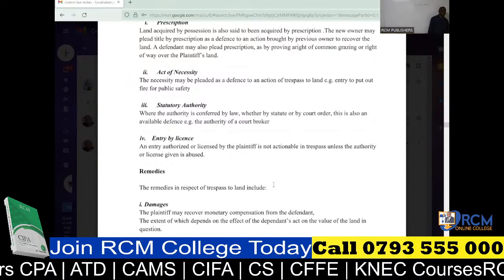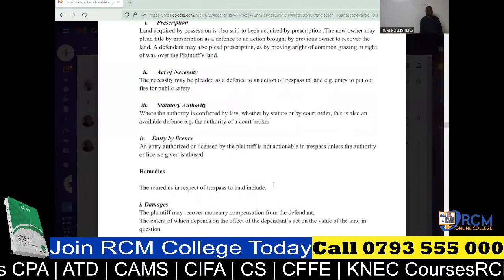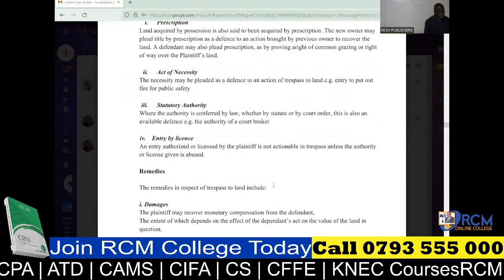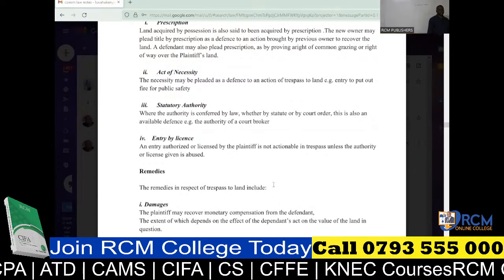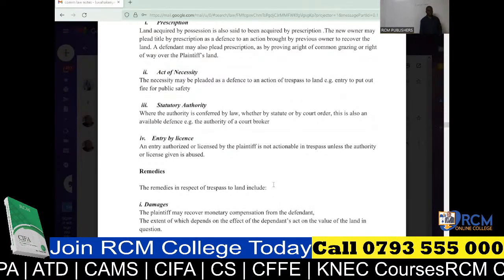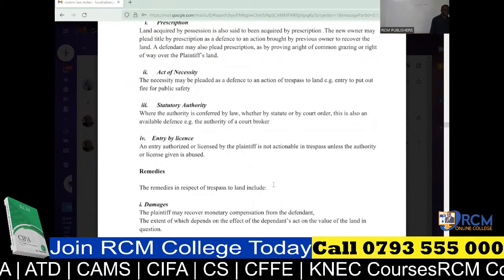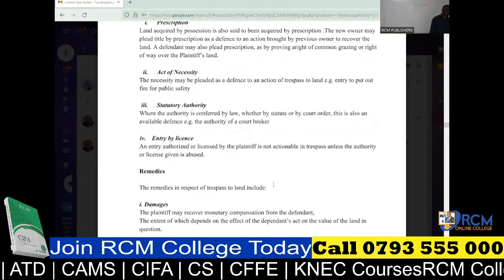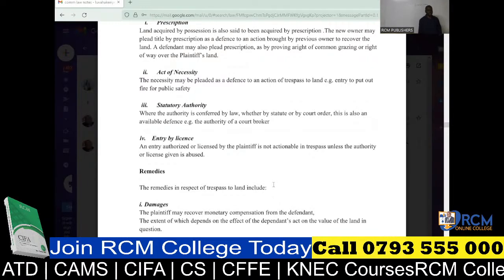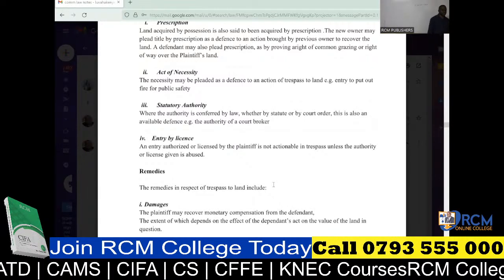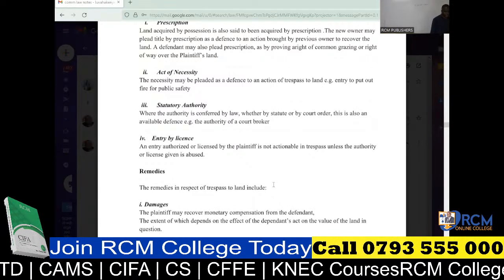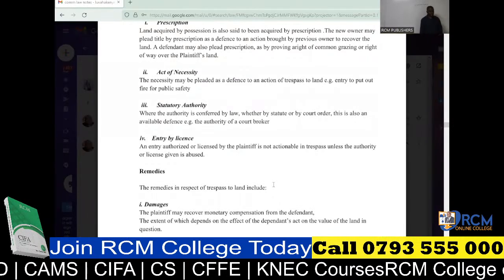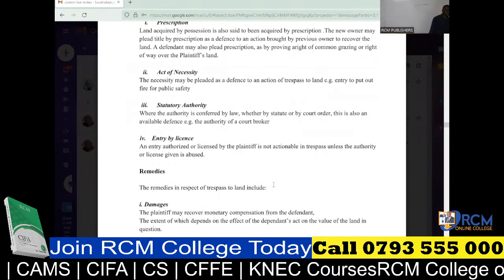What are the remedies? The remedies in respect of trespass to land include, number one, damages. Damages can be given as a remedy by the court. If a person has been accused of trespass, then the court can give a remedy of damages. By damages, we simply mean that all the losses incurred as a result of the trespass can be compensated for.